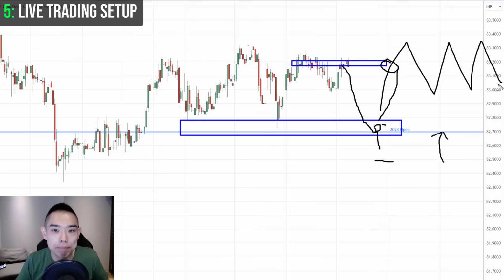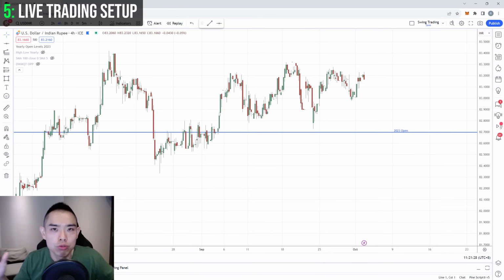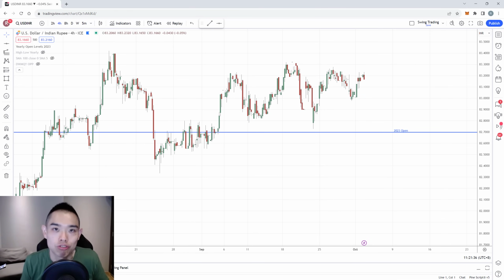So this is my game plan, right? To trade the dollar against the Indian rupee. And hopefully, through this tutorial, which I've shared with you earlier, you understand how this price action strategy will allow you to profit in bull and bear markets, whether you're trading stocks, currency, crypto, etc.